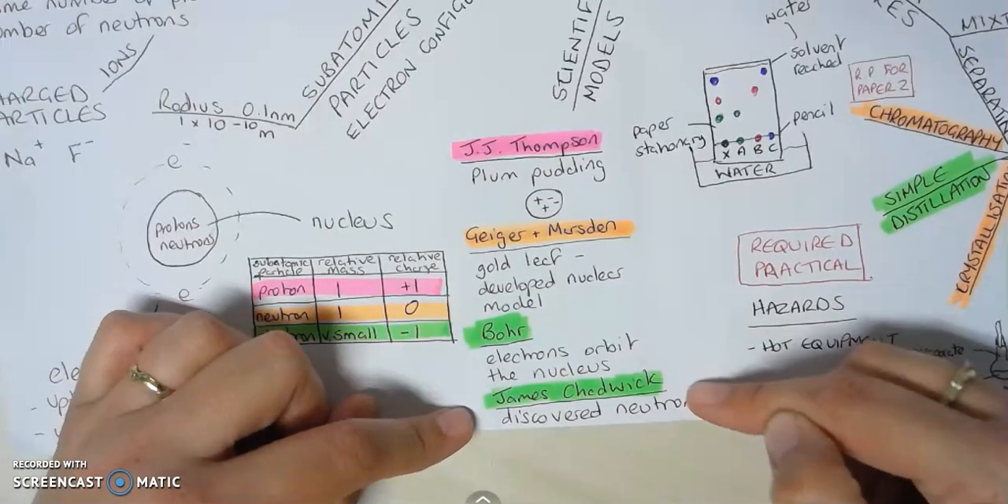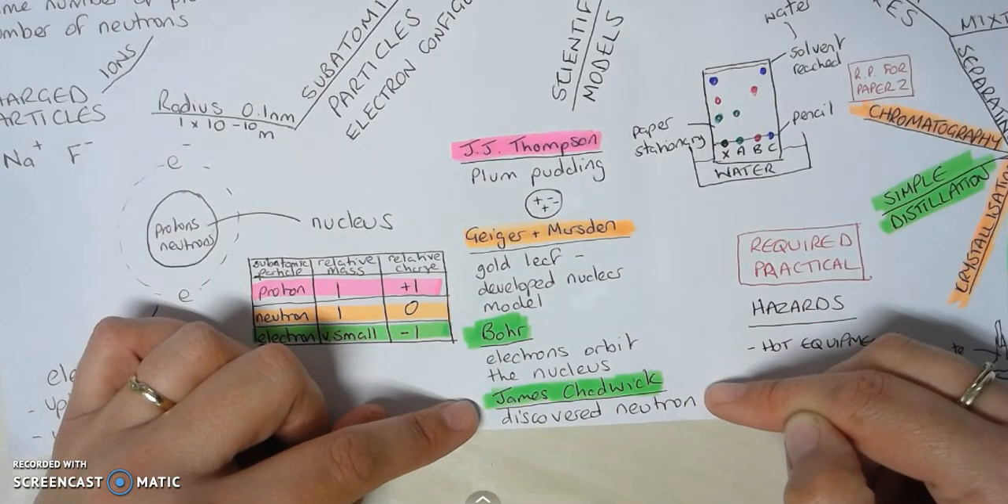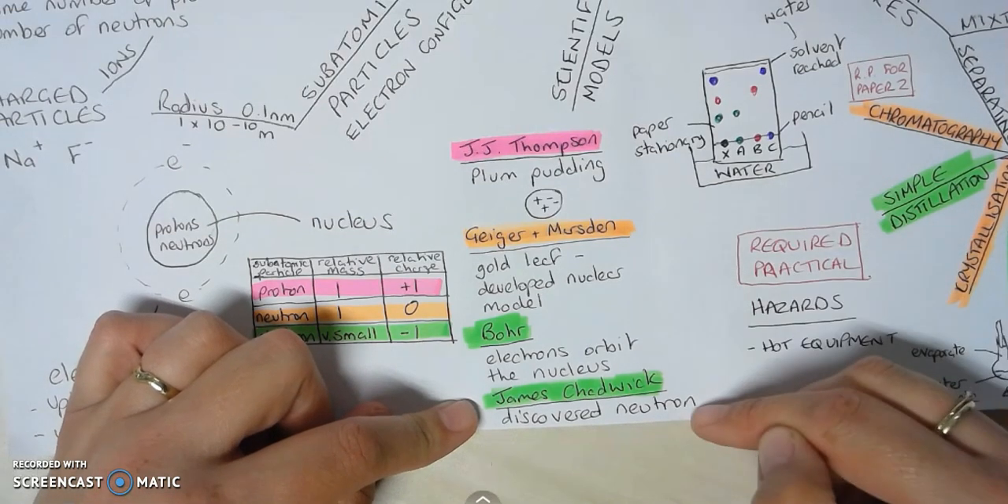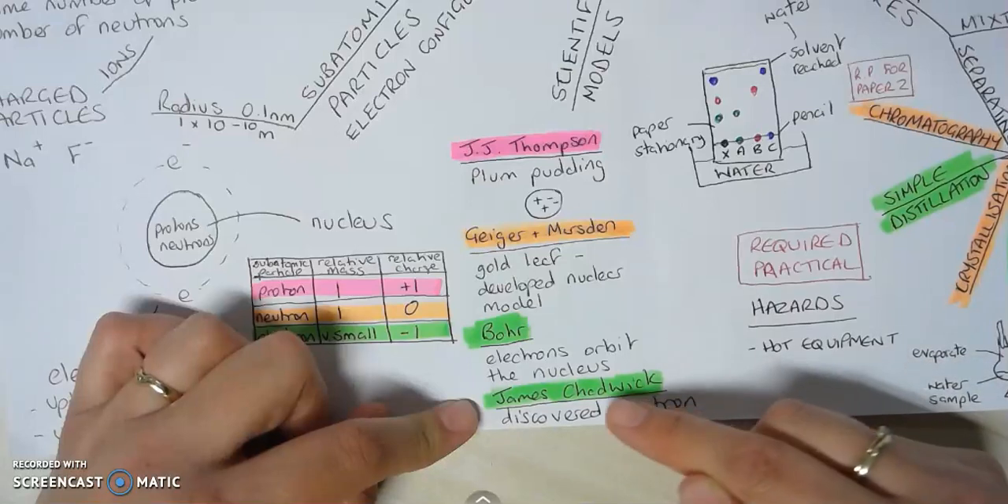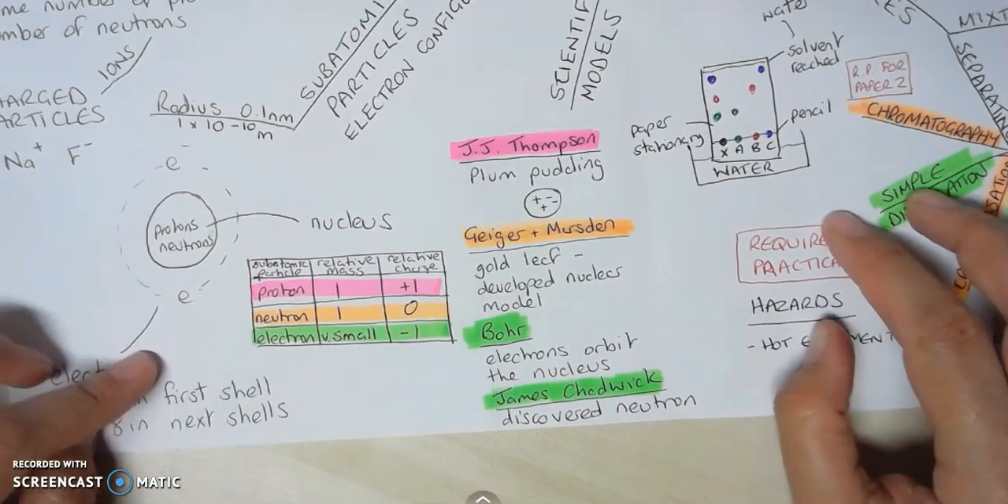And then lastly, James Chadwick. I always think about Mr. Chadwick at school because he's in charge of behaviour. So he's not positive, he's not negative, he's neutral. He discovered the neutron. Okay, so James Chadwick discovered the neutron.